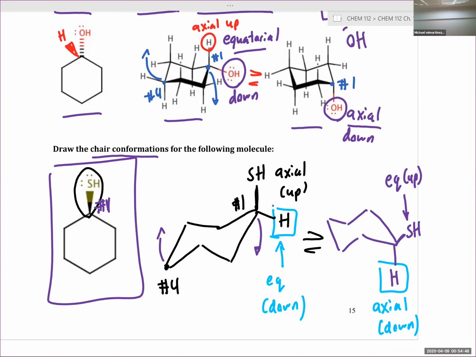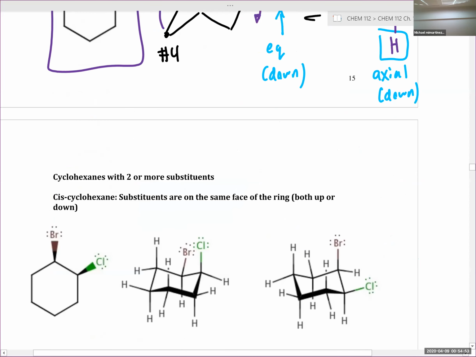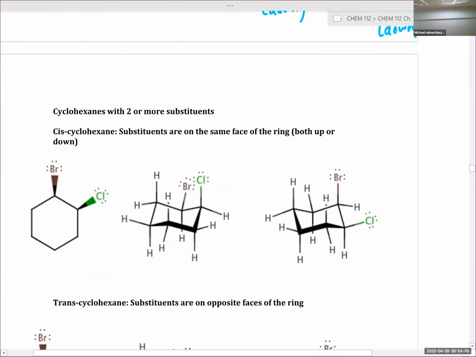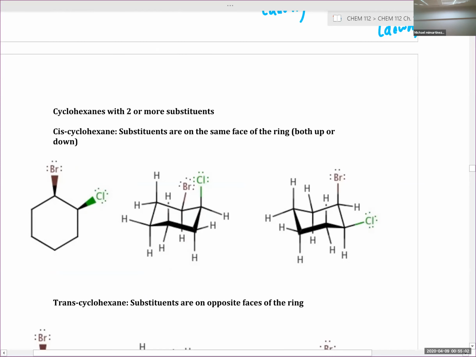Let's do another example. To help us along with this process, what we're going to focus on next is a discussion of cyclohexanes with 2 or more substituents. We're going to increase the complexity slightly, but you're going to begin to see some key relationships for cyclohexane stereochemistry. In a cis cyclohexane, the substituents are on the same face of the ring, both up or both down.